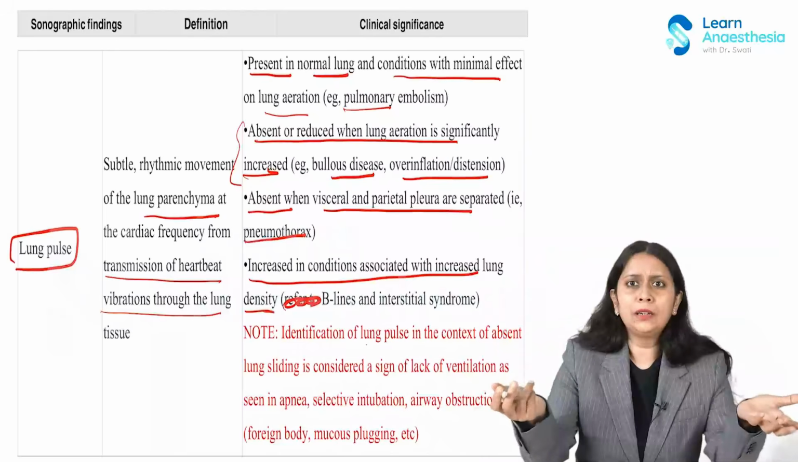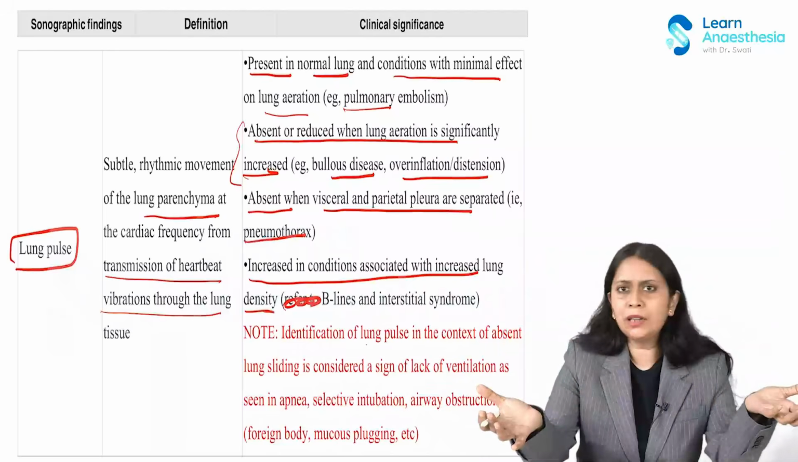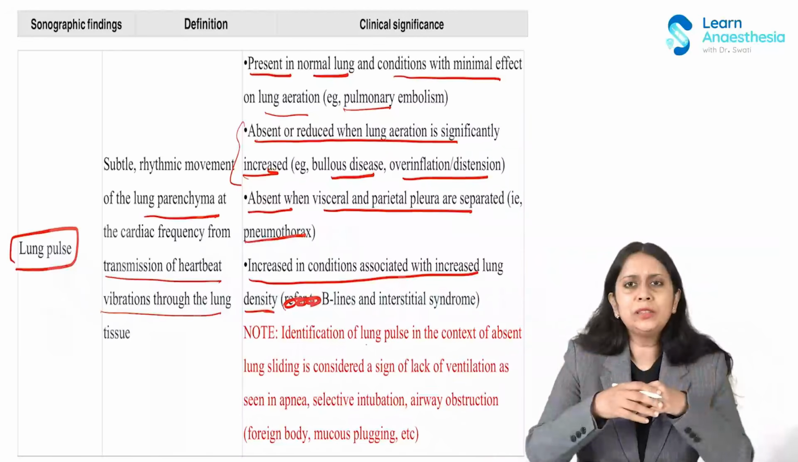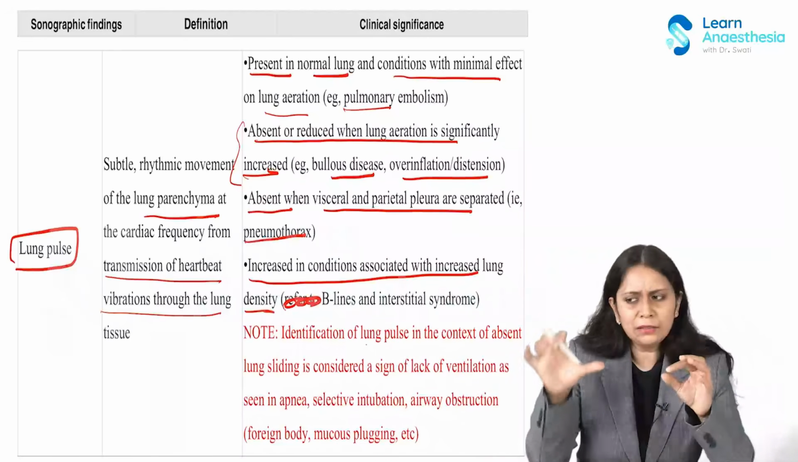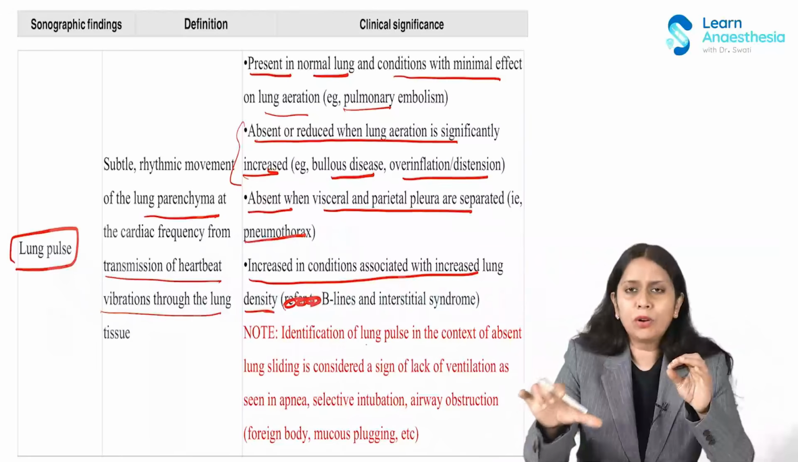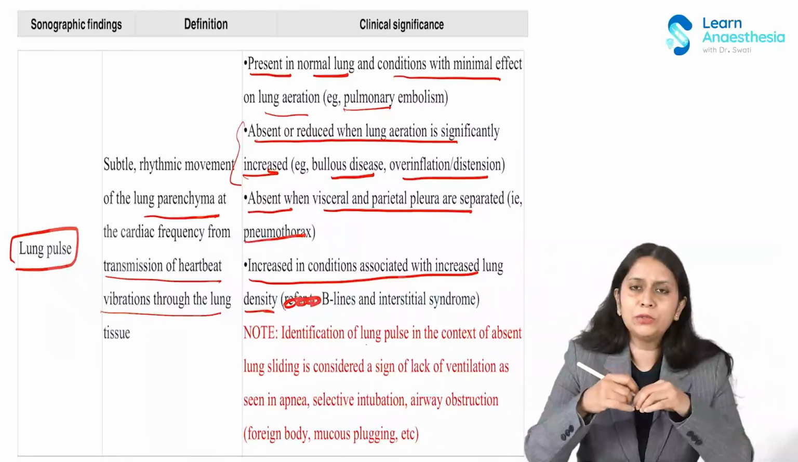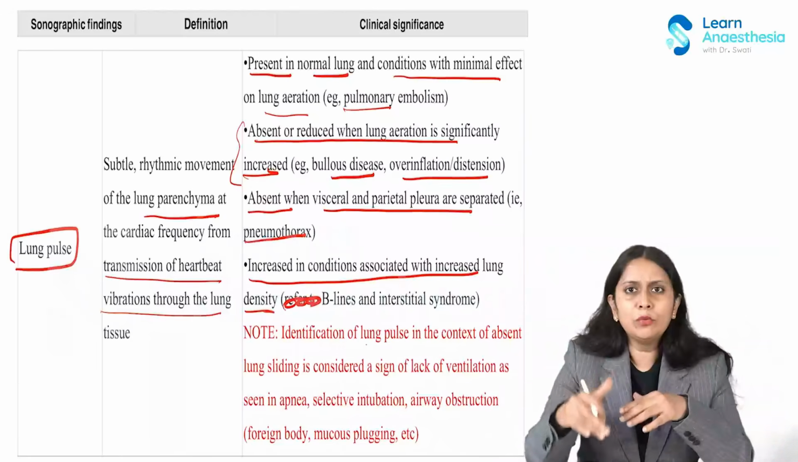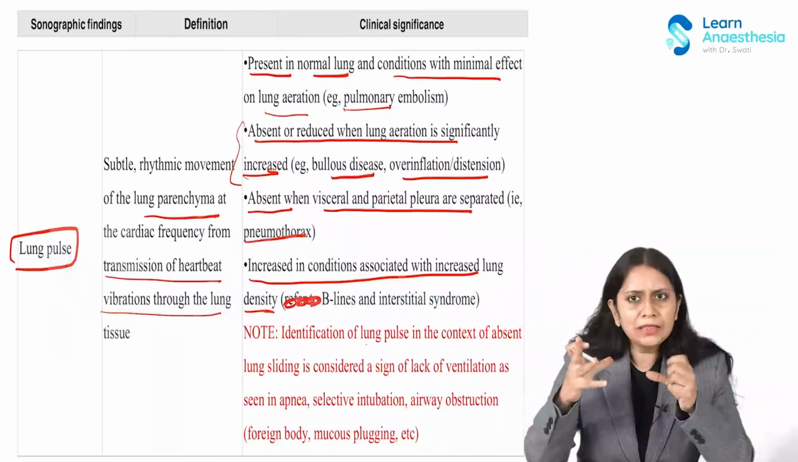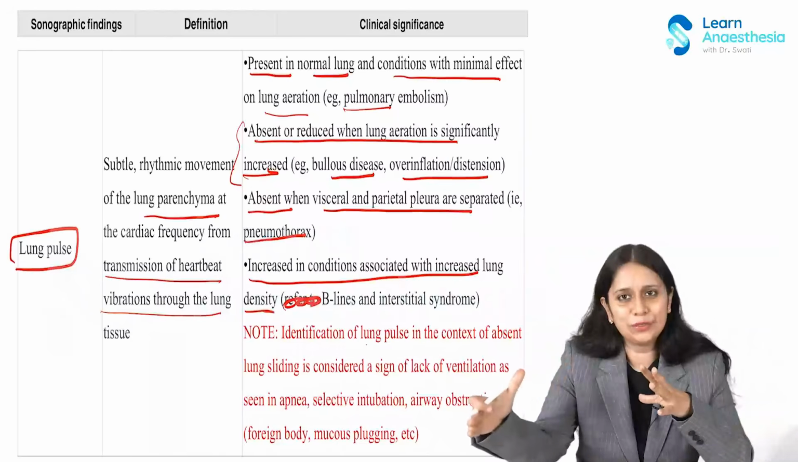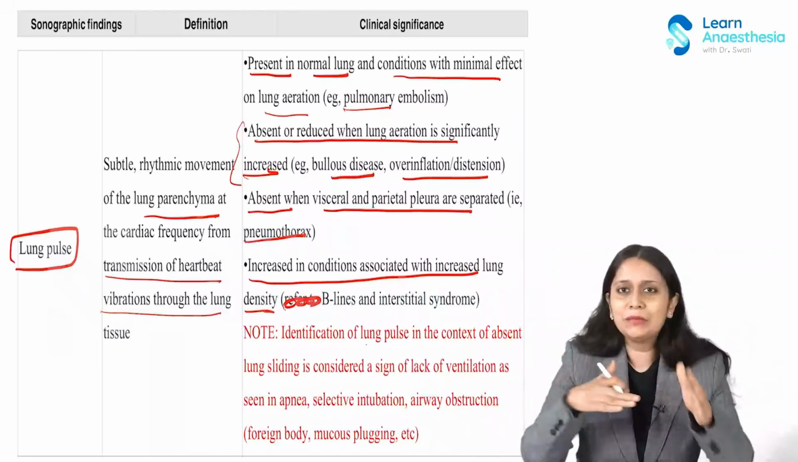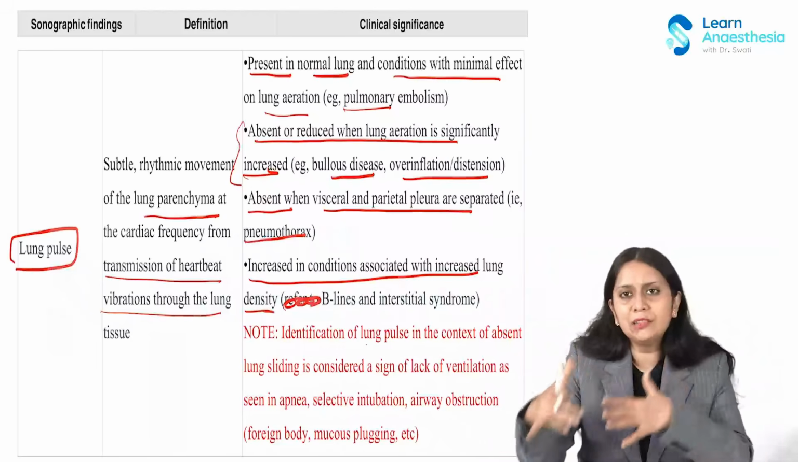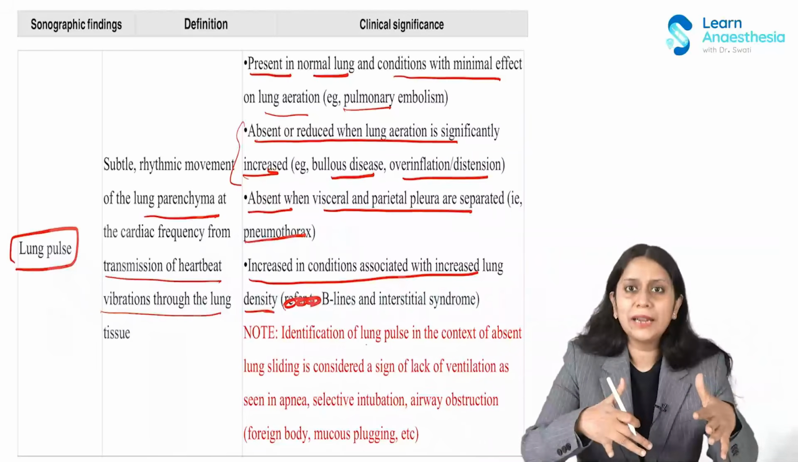So how do I learn the difference between lung sliding and lung pulse? My patient is on a ventilator, I stop the ventilation for a second, put the probe of the ultrasound machine, and see the movement of the pleura, and then I start the ventilation and see the movement of the pleura again. So we will learn distinguishing between lung pulse and the lung sliding sign this way.